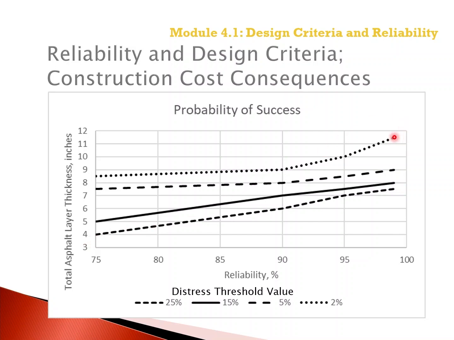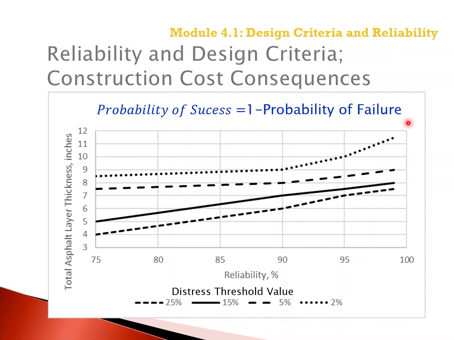So again, this graph displays the significance, importance, or impact of reliability combined with design criteria on our final design, which has to do with construction cost, or the consequences is construction cost, or a lot more. The higher the reliability and the lower the distress threshold value.